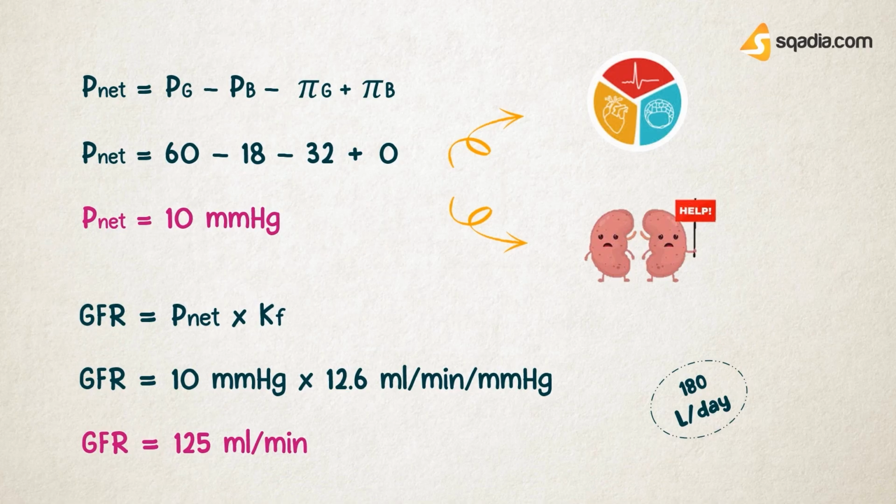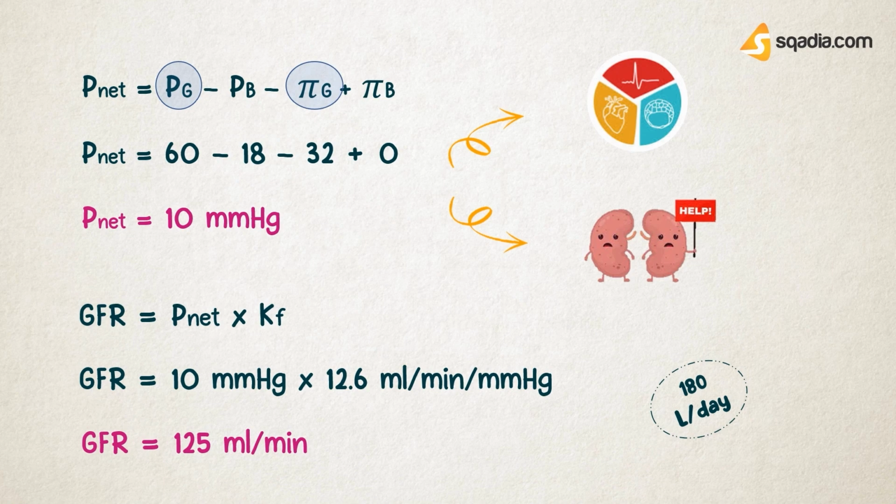So there are 4 main pressure components which determine the net filtration pressure and ultimately the GFR. But 2 appear to be the most readily regulatable by the kidneys, and these are the hydrostatic pressure in the glomerulus, which tends to favor the filtration, and the oncotic pressure in the glomerulus, which tends to oppose the filtration.